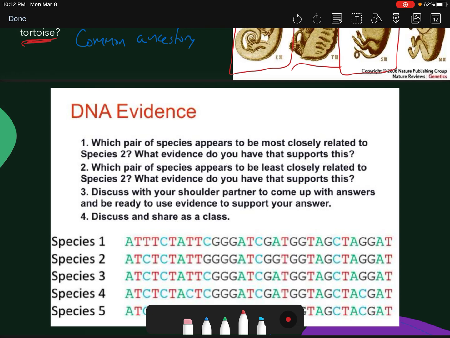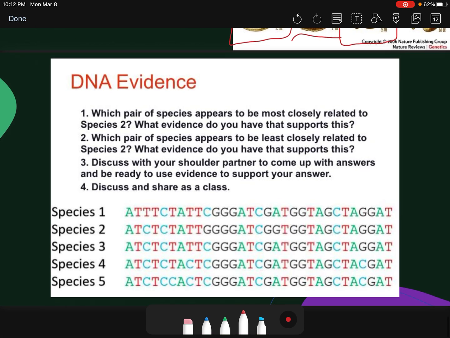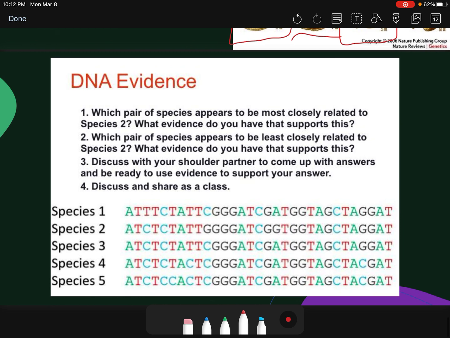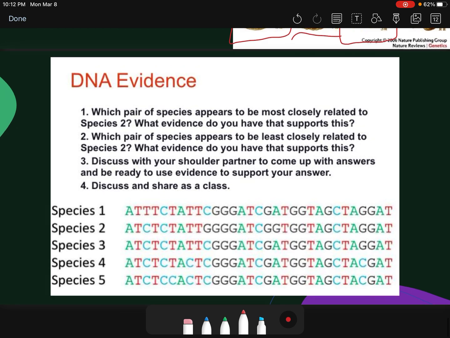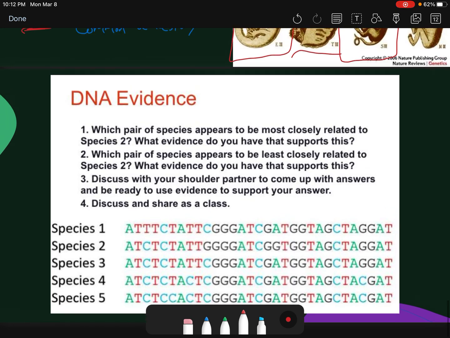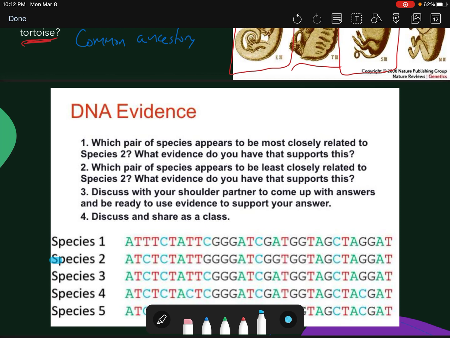Alright, so here's where we're going to look at DNA evidence. So, which pair of species appears to be the most closely related to species number 2, and what evidence do you have to support this? Okay, so we're going to be taking a look at species 2, so why don't we just highlight that real quick.